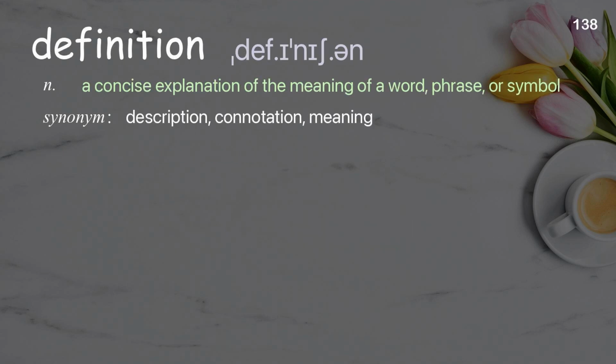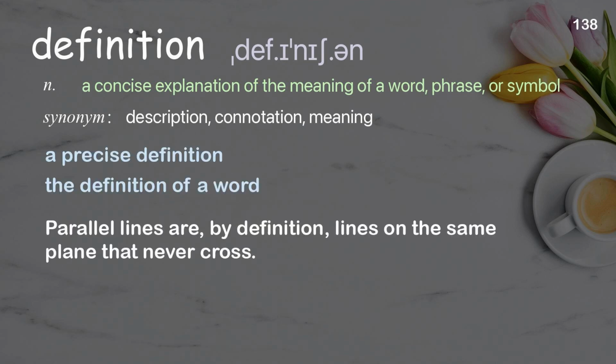Definition: a concise explanation of the meaning of a word, phrase, or symbol. Examples: a precise definition. The definition of a word. Parallel lines are, by definition, lines on the same plane that never cross.